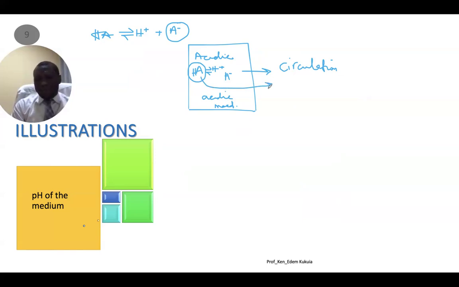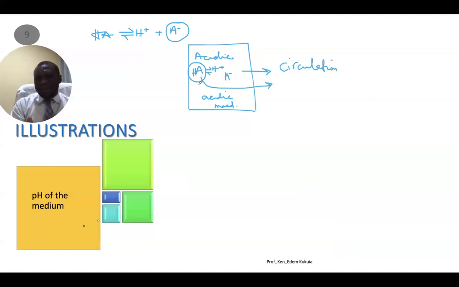So let's relate it to the body. In the body, the stomach is acidic, right? So if I gave you an acidic drug, that drug's absorption will begin from the stomach, because in the stomach, you would have majority of the molecules being in the unionized form. So from the stomach, you can cross the stomach lining and enter into circulation.